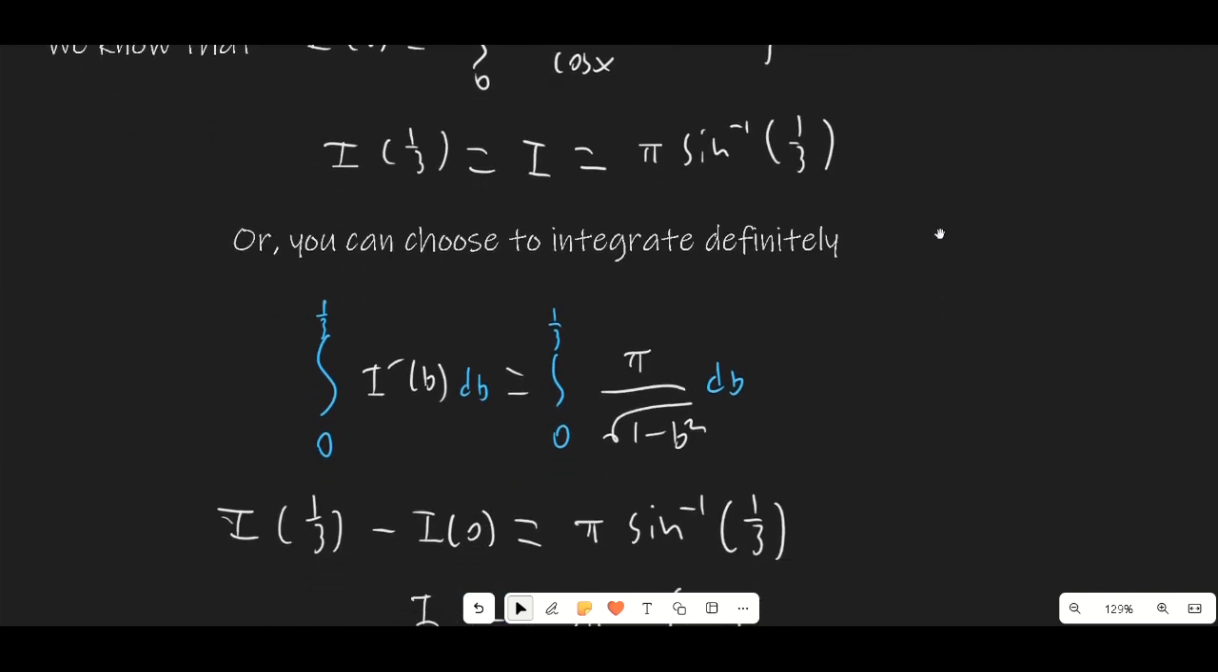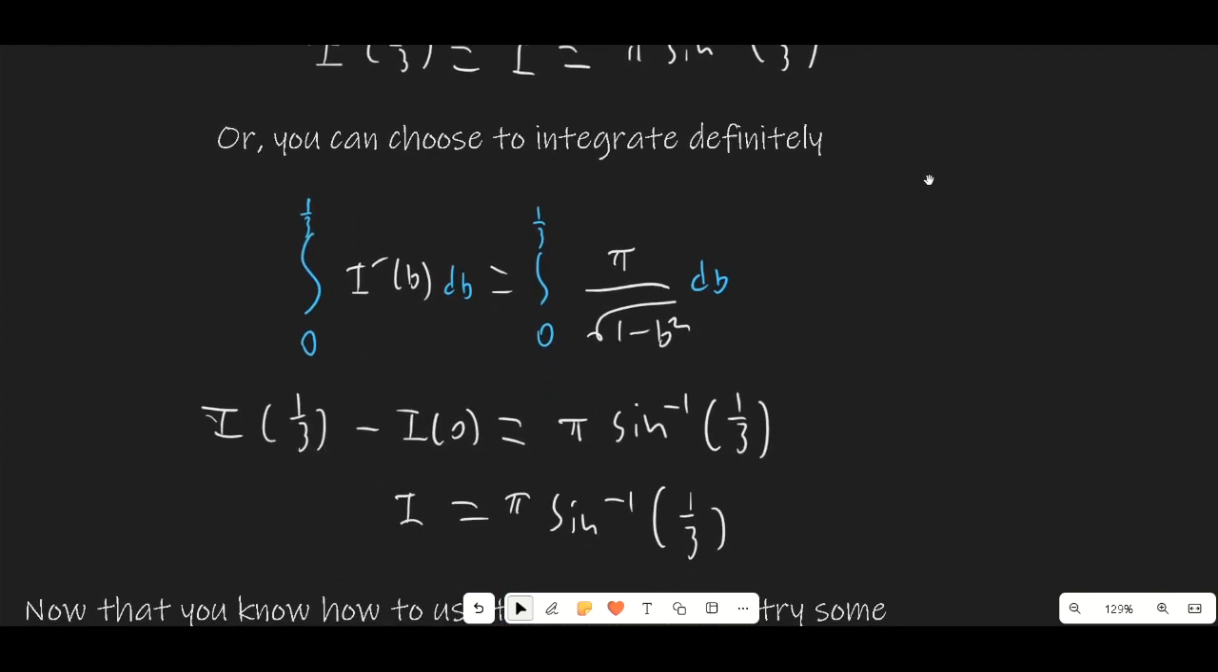You can also choose to integrate definitely, which means rather than calculate sine inverse, we calculate the integral from 0 to 1/3. We find that I of 1/3 minus I of 0 is equal to pi sine inverse of 1/3, which is just this integral on the right here. And then we know that I of 0 is 0, which tells us that I equals I of 1/3 equals pi sine inverse of 1/3.